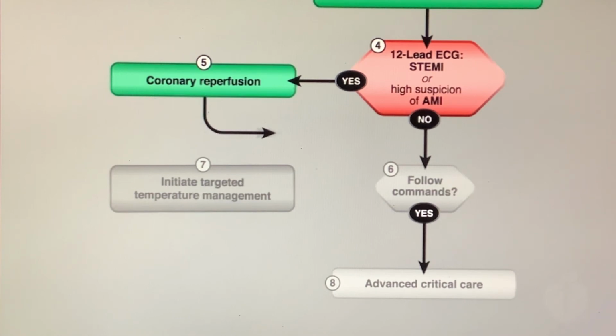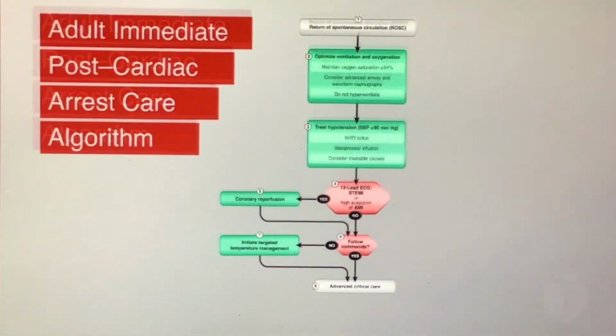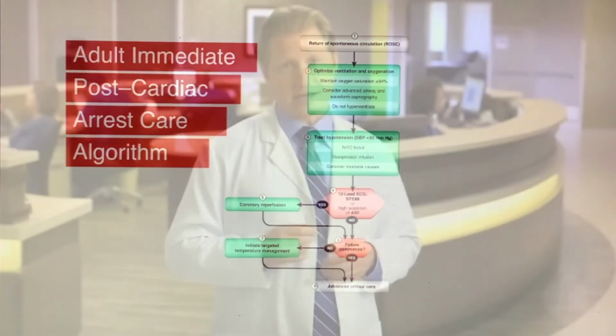Next, examine the patient's ability to follow verbal commands. If the patient fails to follow commands, the healthcare team should consider implementing targeted temperature management protocols. After coronary reperfusion interventions, or in cases where the post-cardiac arrest patient has no ECG evidence or suspicion of MI, the healthcare team should transfer the patient to an intensive care unit. For additional information on each of the steps in the algorithms presented here, please consult the ACLS Provider Manual.